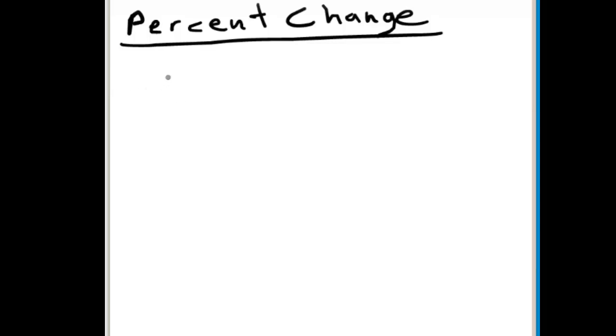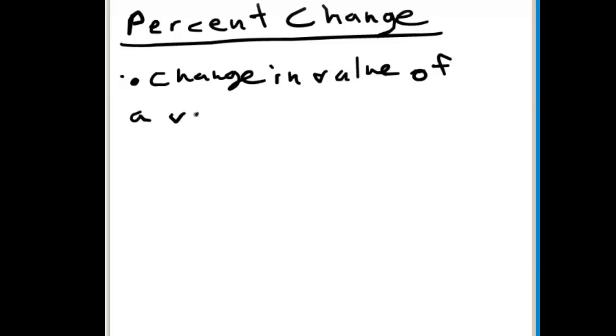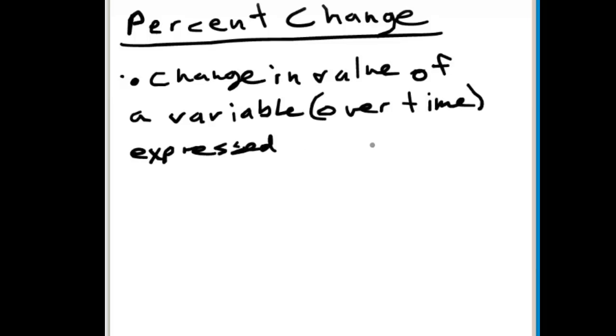Okay, so let's begin with a definition. Percent change in the value of a variable, usually in our case this is going to be over time, expressed in a percent per 100 basis. Okay, you know what percent means, per 100, so we're going to normalize everything to a base of 100. And then percent change is just going to be the change in that variable expressed in a per 100 basis. So let me give you some examples.